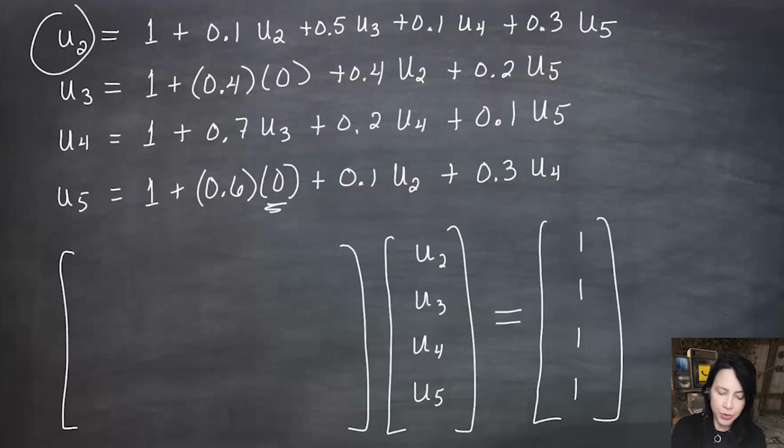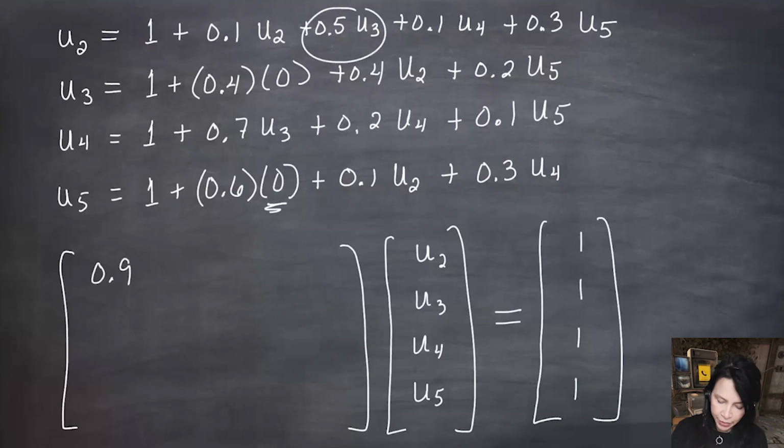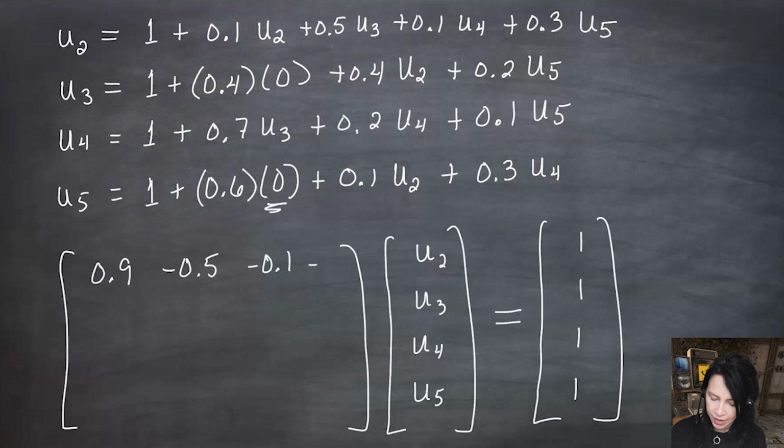So here I have a U2, and I'm going to subtract off 0.1 U2, which leaves me with the coefficient 0.9. The U3 coefficient is going to be this 0.5, but moved to the other side, it's negative 0.5. The U4 coefficient moved to the left side is negative 0.1. And the U5 coefficient moved to the left side is negative 0.3. And so I'm just going to continue, and I'll see you back here in a second.